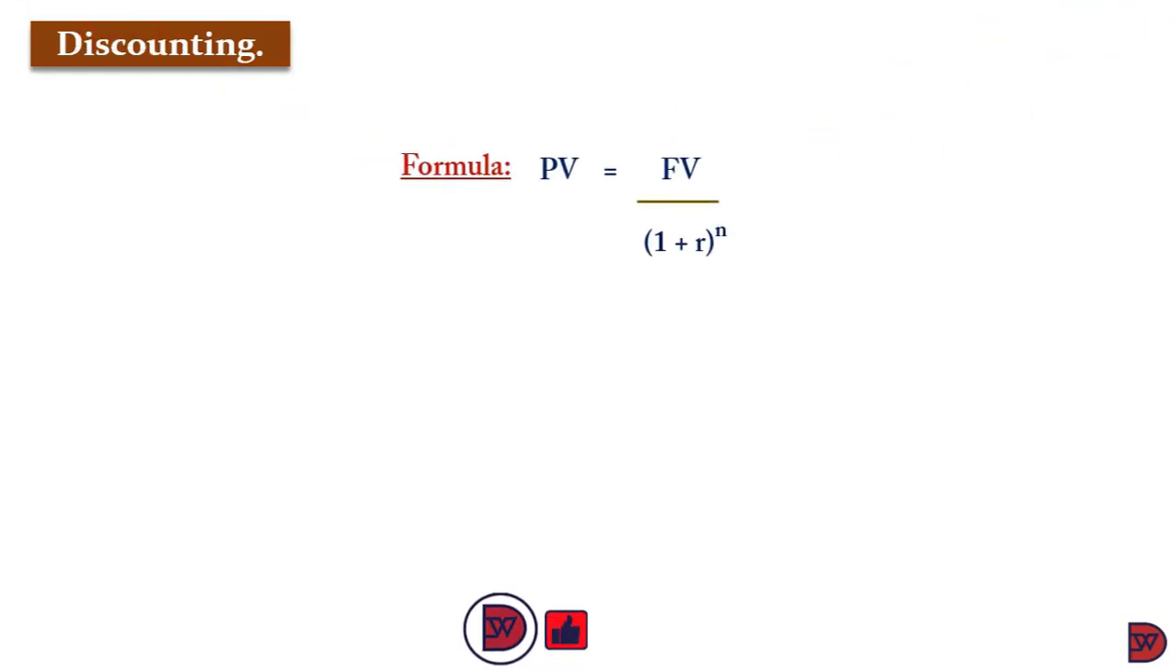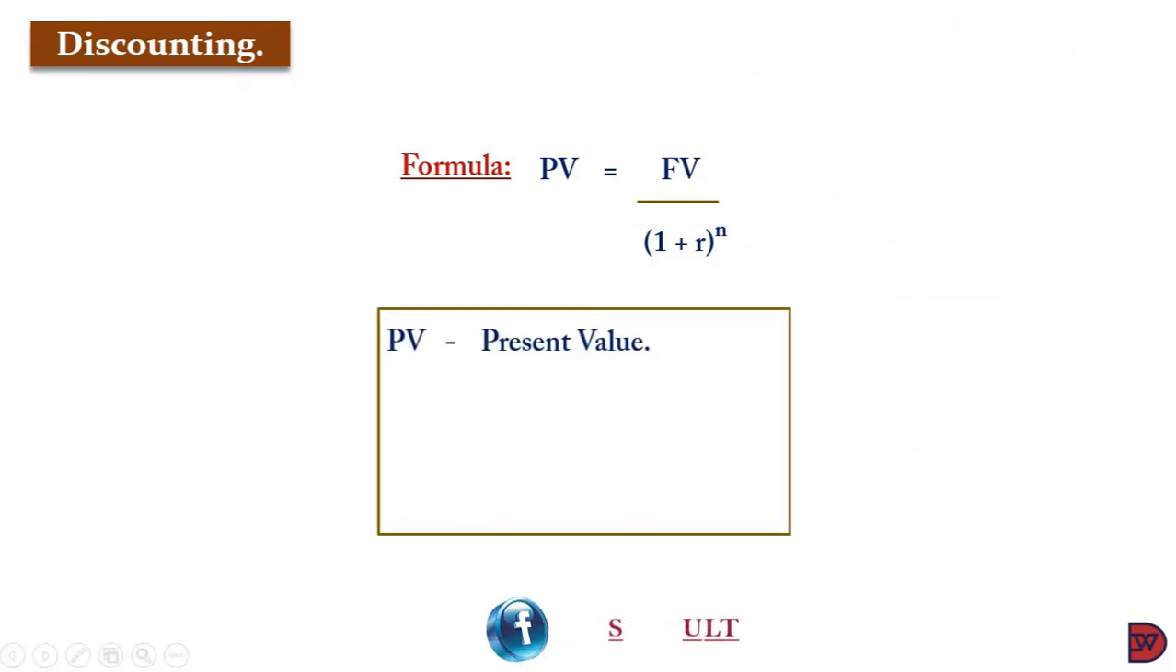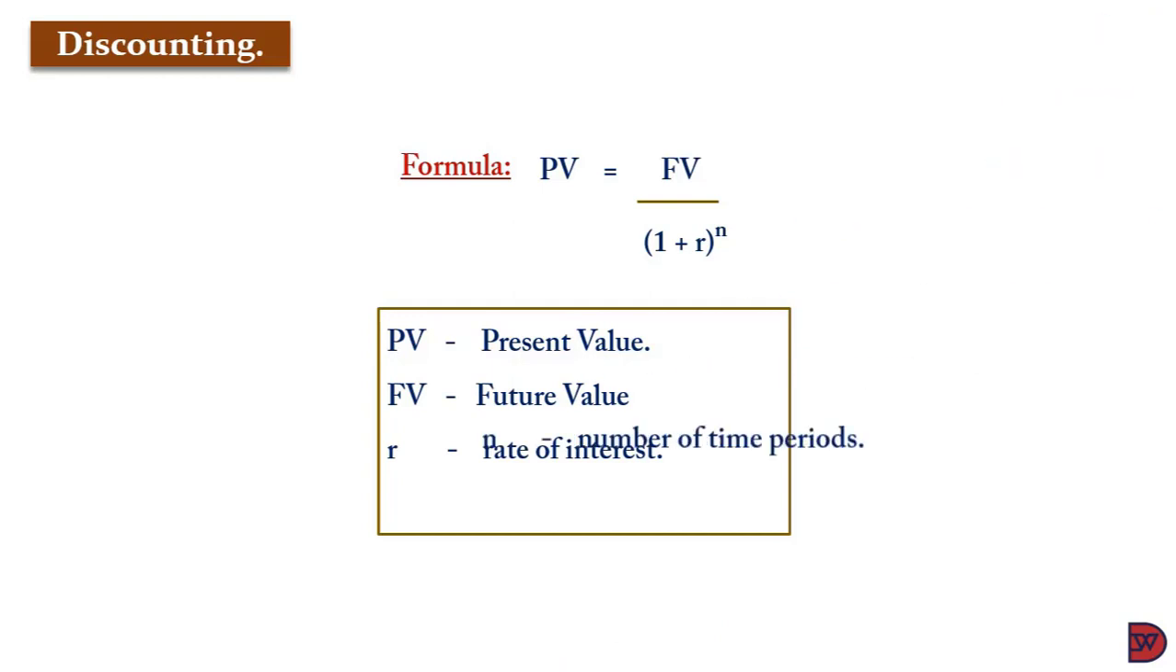The formula for discounting, when you want to know the present value of a future amount, is the future value that you have been given divided by 1 plus R, all raised to the power N. So where PV is the present value, how much a future amount will value in present circumstance. FV is the future value, the amount that you are trying to discount into today's terms. R is the rate of interest, N is the number of time periods that you are rolling or discounting back.